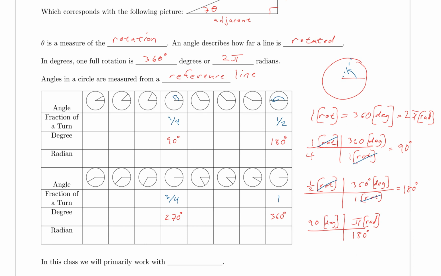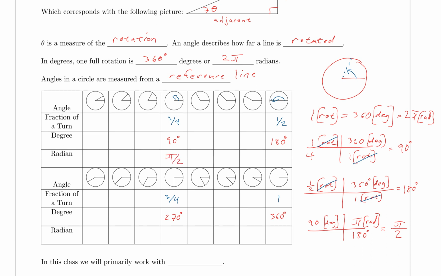Alright, so now we simply do the math. We do not calculate pi, we just write pi off on the side. And so we've got pi times 90 over 180, which is simply 1/2. So we write it as pi over 2. And so that goes right there.